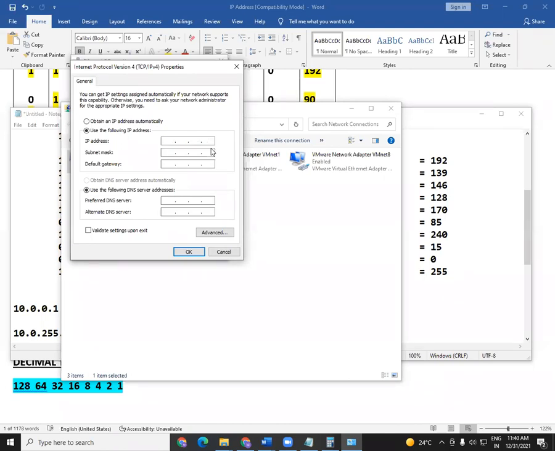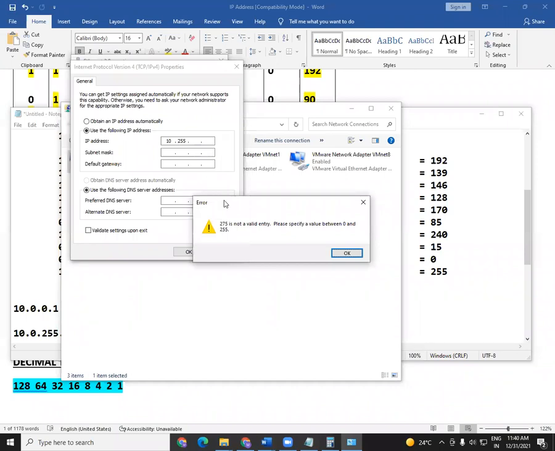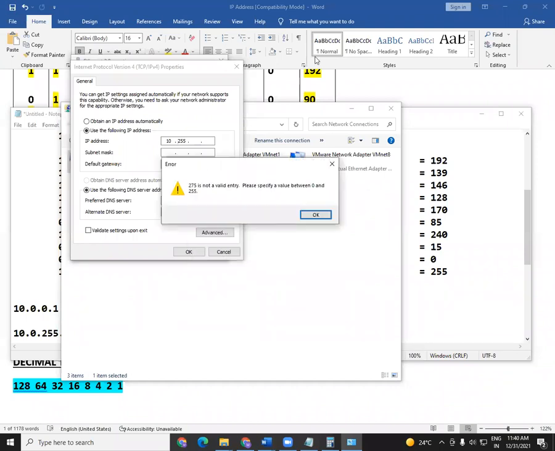Now, if I say 10.275, now I got an error message here. See what it says. 275 is not a valid entry. Please specify a value between 0 and 255. Got it? 275 is not a valid entry. Please specify a value between 0 and 255.